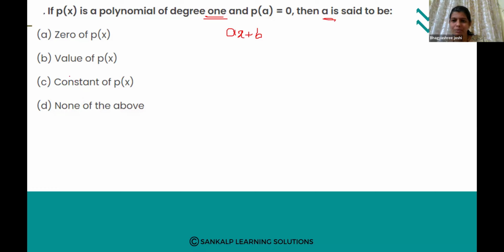Yes, I will give you 1 minute. Which one is the right answer? You think a little and answer. Zero, value, constant, none of the above. Which one is the right answer? Yes, all are saying B. B means value of P of X. Okay, C. Some are saying C. Okay, some students are saying D. Why D? None of the above. One did answer. Yes. Which one is the right answer? Yes, Srinivas. A answer. Yes, very good. A, B. Okay, B, C. Okay. So majority is B.